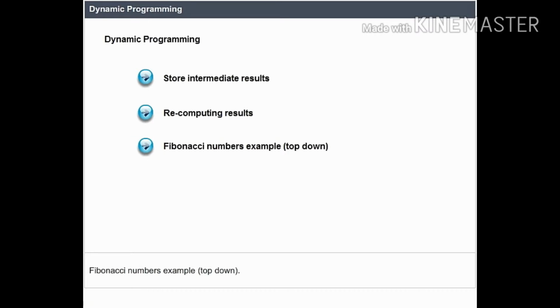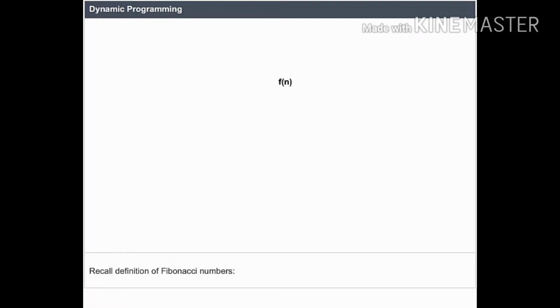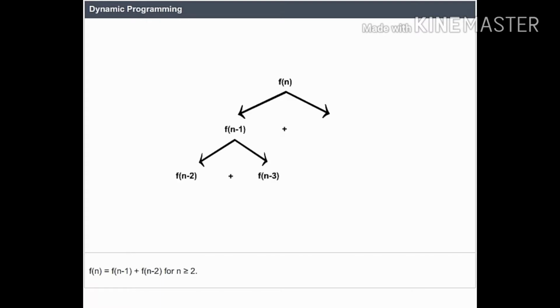Fibonacci numbers example, top-down. Use a vector to store results as they are calculated so that they are not recalculated. Recall the definition of Fibonacci numbers: F of n is equal to F of n minus 1 plus F of n minus 2 for n greater than or equal to 2. Computing the nth Fibonacci number recursively, top-down.